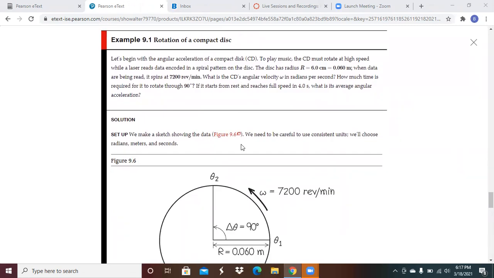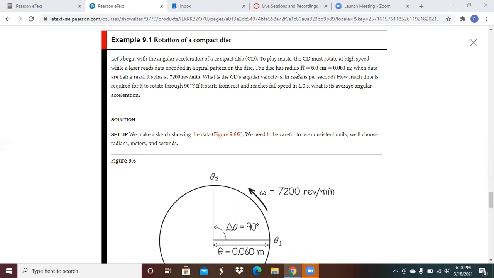So let's go ahead and work through one of these problems. We're going to use the angular acceleration of a CD. To play music, the CD must rotate at high speed while a laser reads data encoded in a spiral pattern on the disc. The disc has a radius of 6 centimeters, or if you convert that to meters, it's going to look like that. When data is being read, it's going to spin at 7,200 revolutions per minute, which, if that's actually close to the way it is, is a lot faster than I would have given it credit for.